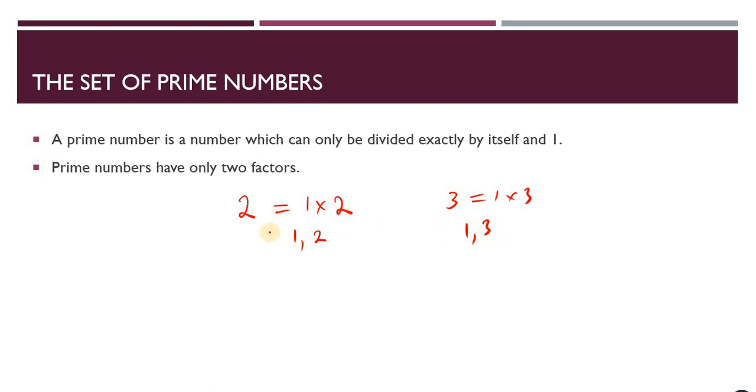And notice with 2, that's what we mean by itself and 1. And we have 3. That's why I said itself and 1. So prime numbers have only itself and 1 as factors.